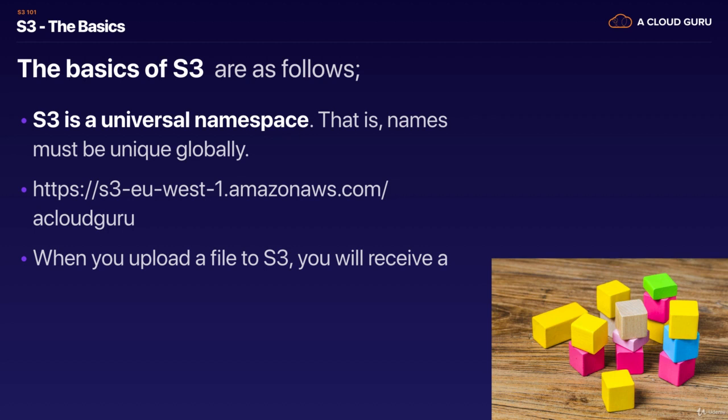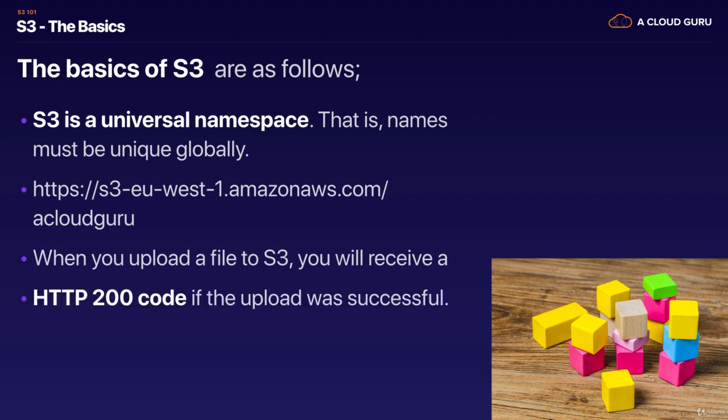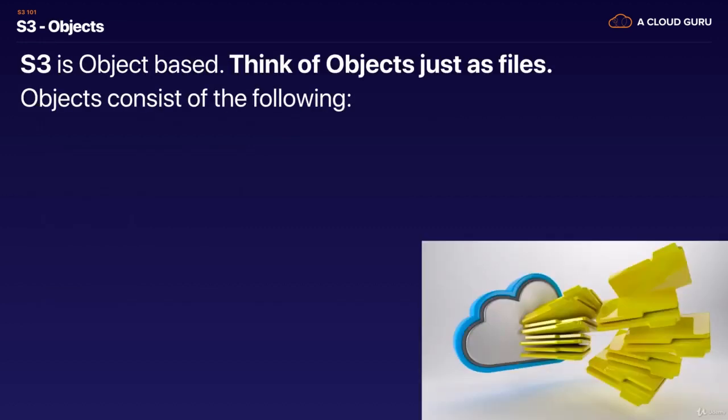And when you upload a file to S3, you're going to receive an HTTP 200 code. And that's basically just saying that the upload has been successful. So that will come back to your browser. And that can be a popular exam topic as well.